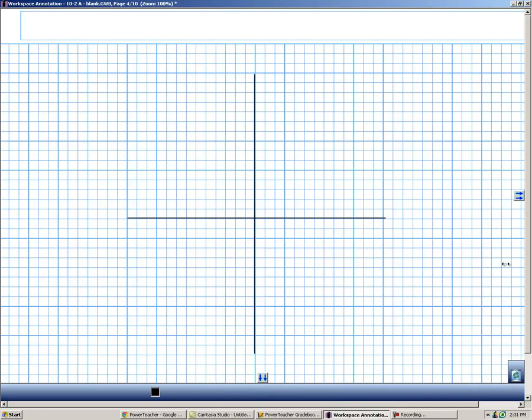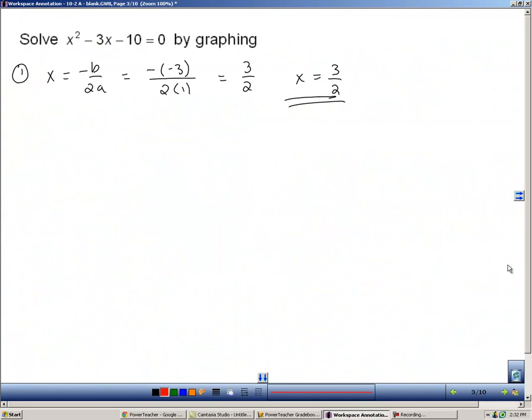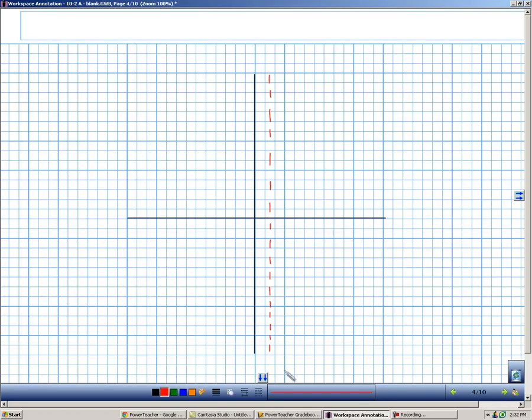So I'm going to go over here to my graph, and I'm going to graph the axis of symmetry at 3/2. Well, 3/2 is 1.5. So I'm going to put this dotted line here at 1.5. Now I know my parabola is going to open upward, so I'm going to put that down here. x equals 3 over 2.